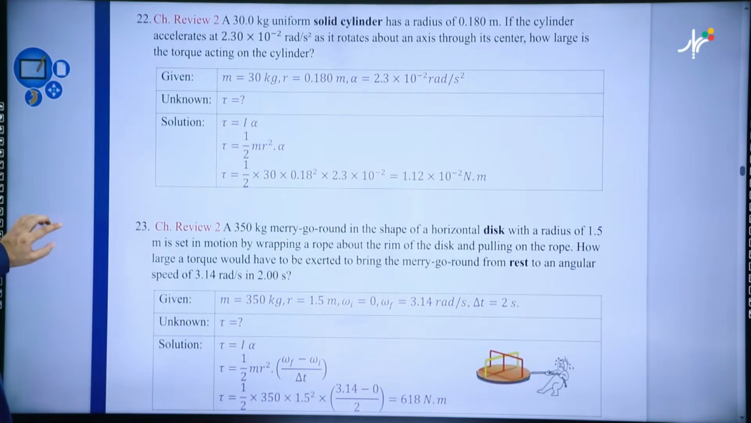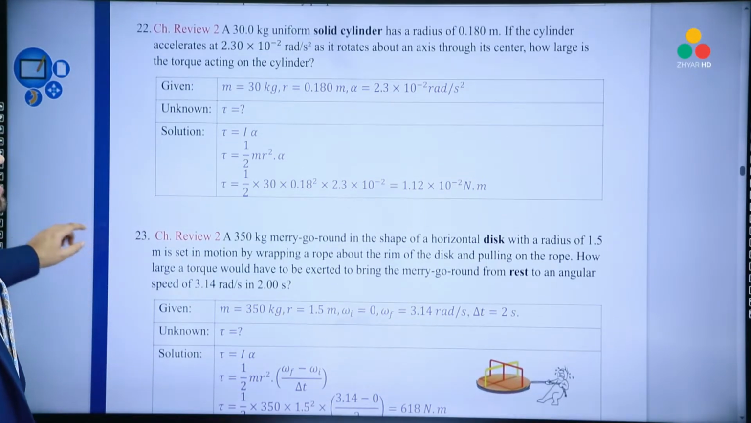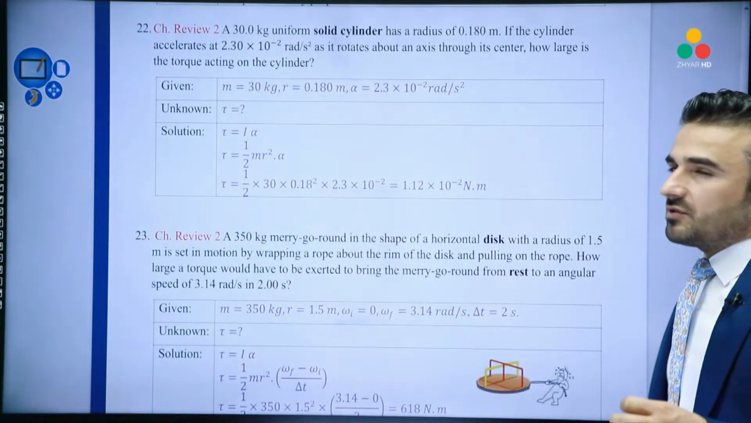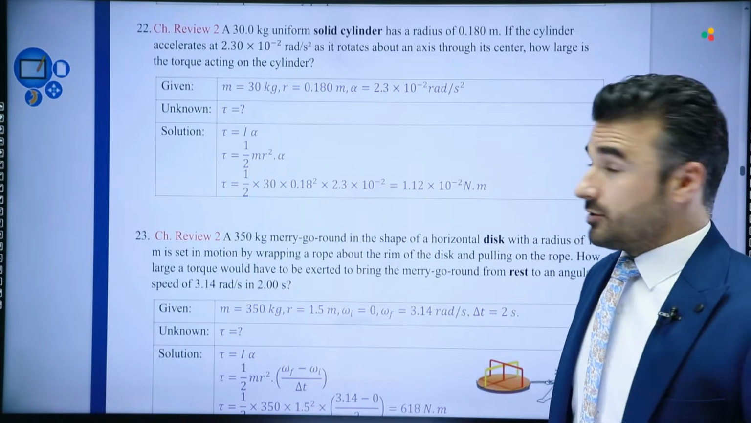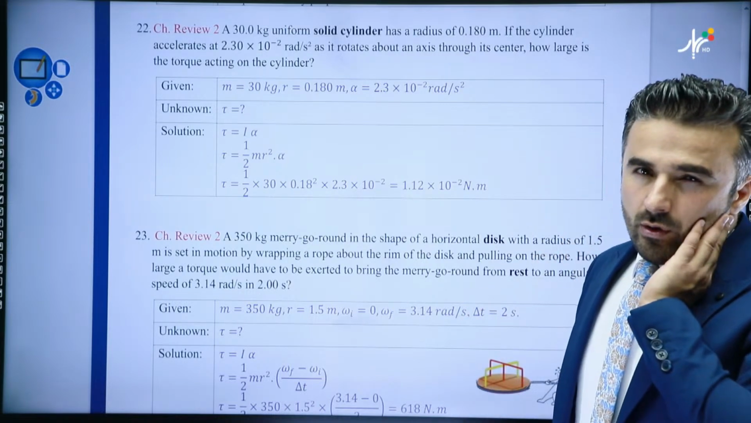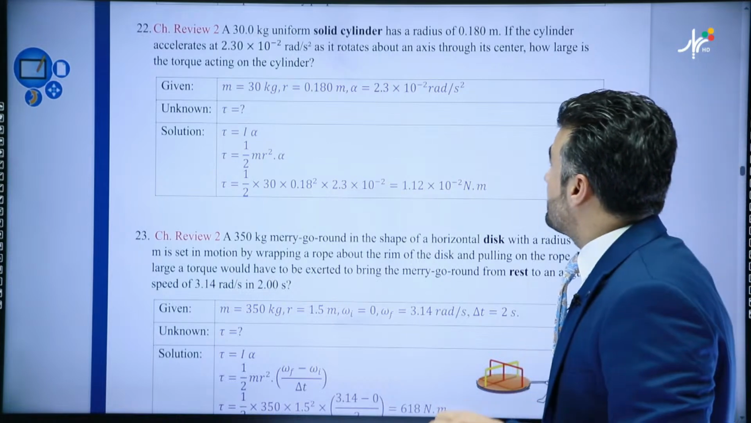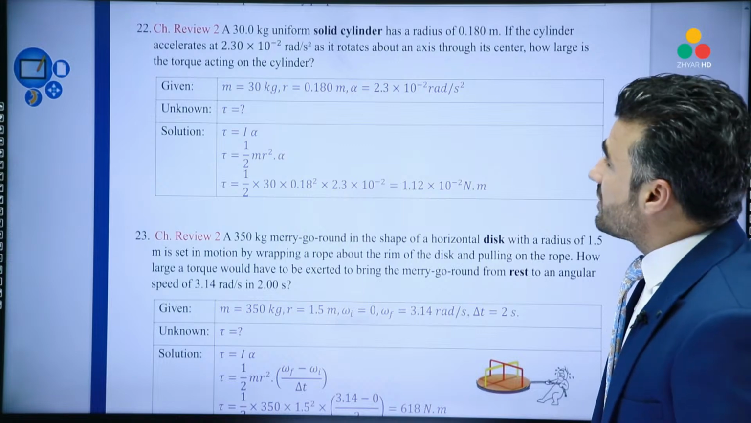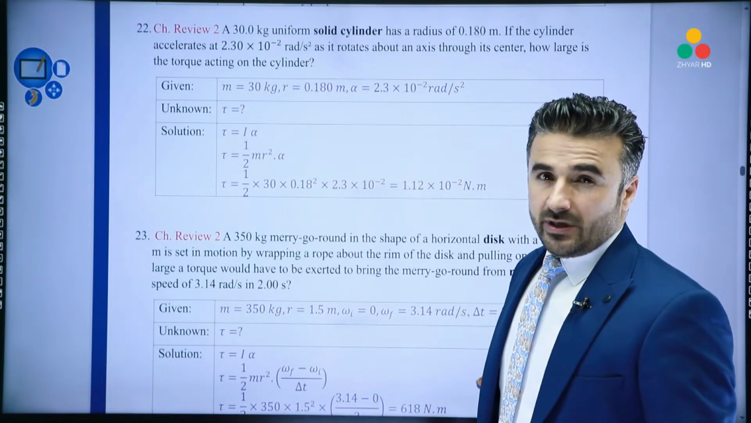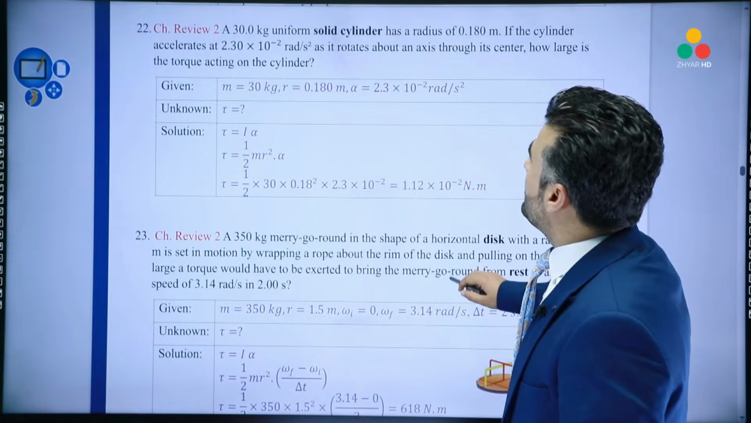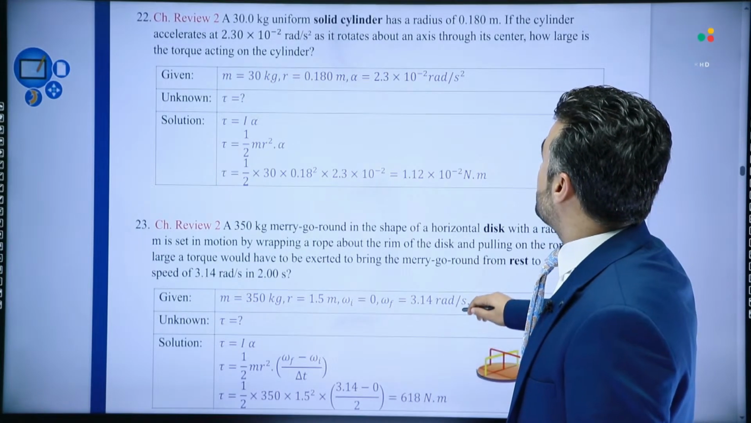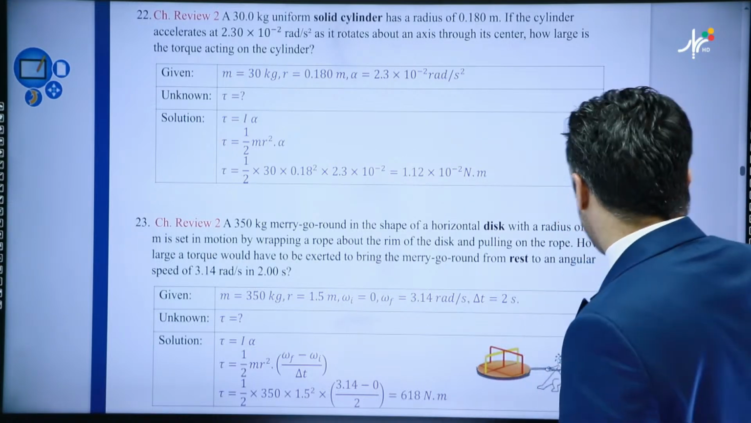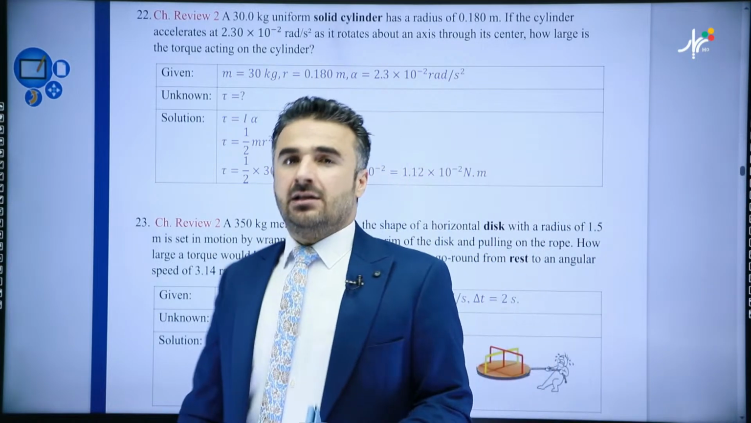Okay, now we have another question, of course, that is a chapter review question. It says a 30 kilogram uniform solid cylinder. Whenever it says solid cylinder, don't forget, a solid cylinder has a moment of inertia of 1/2 mr squared, because it is solid and it is a cylinder. So the solid cylinder has a radius of 0.180 meter. If the cylinder accelerates at 2.3 times 10 to the power -2 radian per second square as it rotates about an axis through its center, how large is the torque acting on the cylinder? So find what? Find the torque acting on the cylinder.